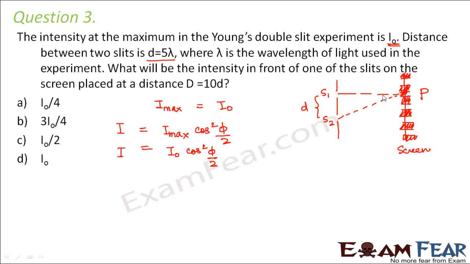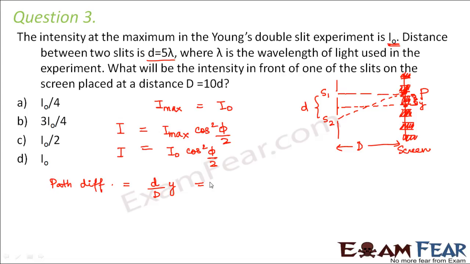And how do you find phase difference? First of all, you need to find out the path difference. So let us first calculate the path difference corresponding to point P. How do we find path difference? It is small d divided by capital D into y. Small d is the distance between the two slits, capital D is the distance of the screen from the slits, and y is the distance of this point P from the center. So center is this point, and this distance is y.